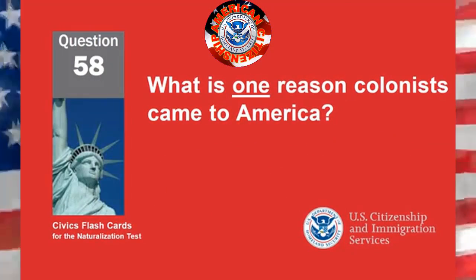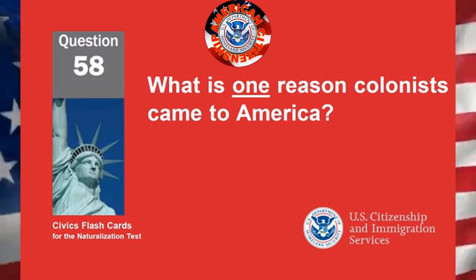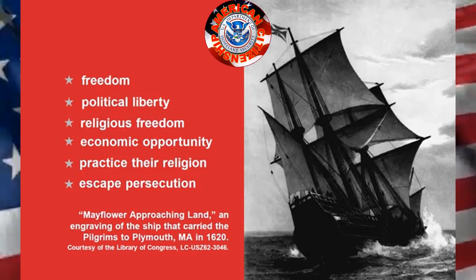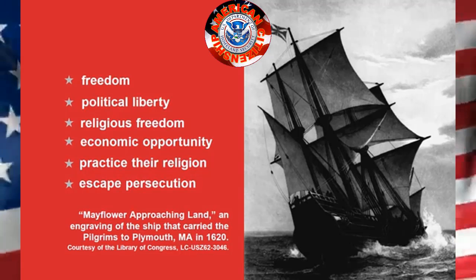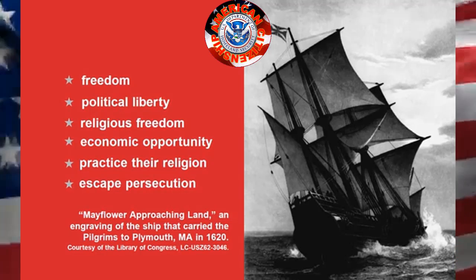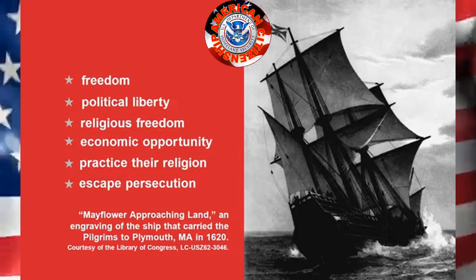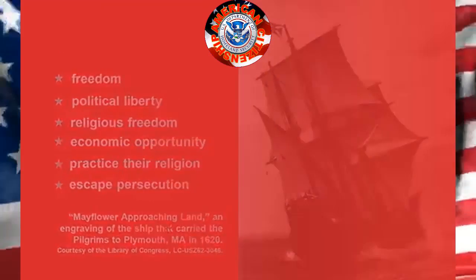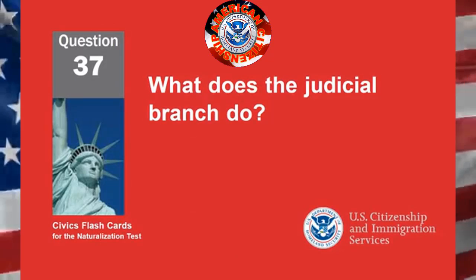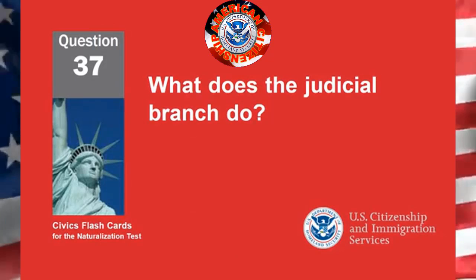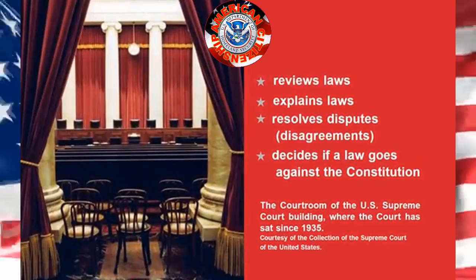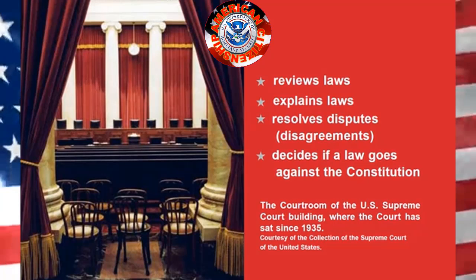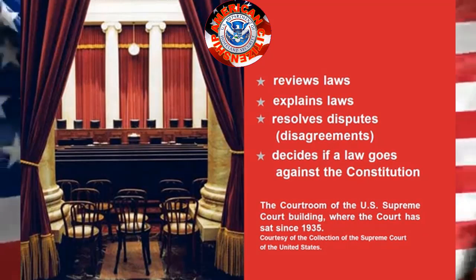What is one reason colonists came to America? Freedom, political liberty, religious freedom, economic opportunity, practice their religion, escape persecution. What does the judicial branch do? Reviews laws, explains laws, resolves disputes, disagreements, decides if a law goes against the Constitution.